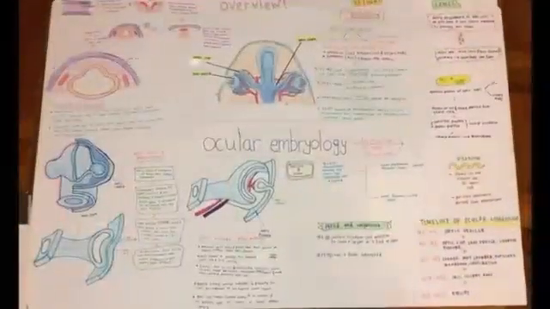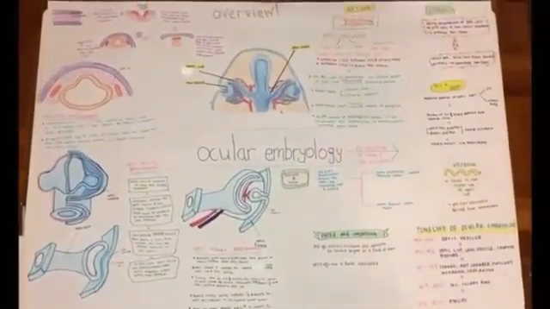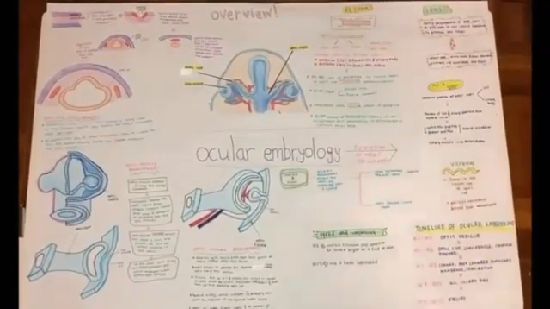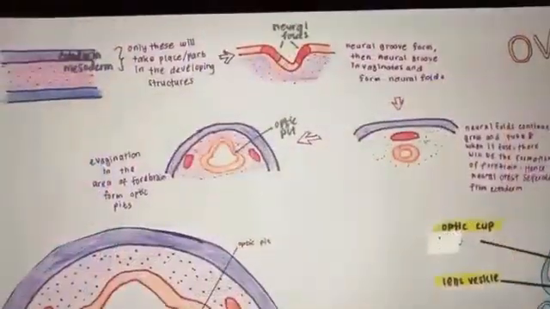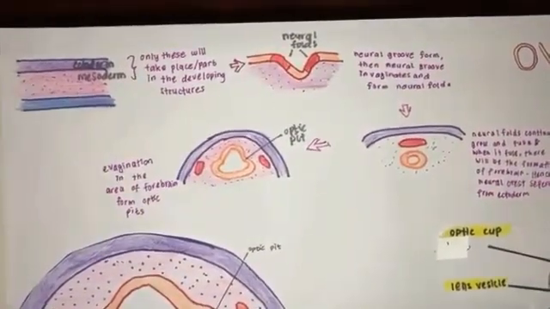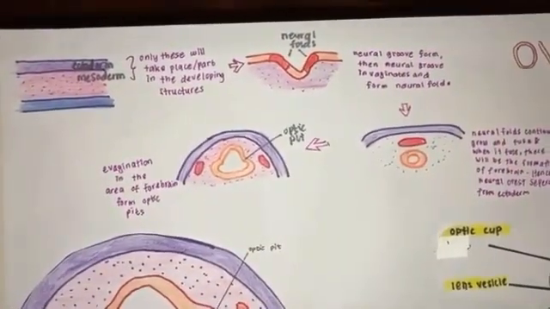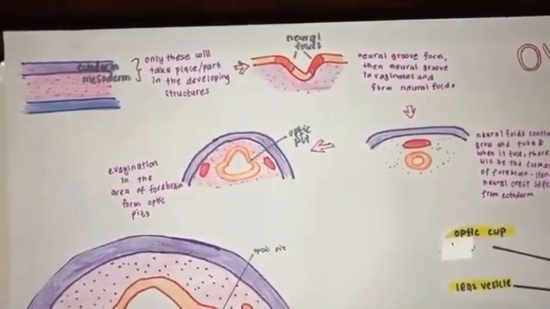Everyone, so today we will learn about ocular embryology. So let's start. For ocular embryology, only ectoderm and mesoderm take part in developing the structures.